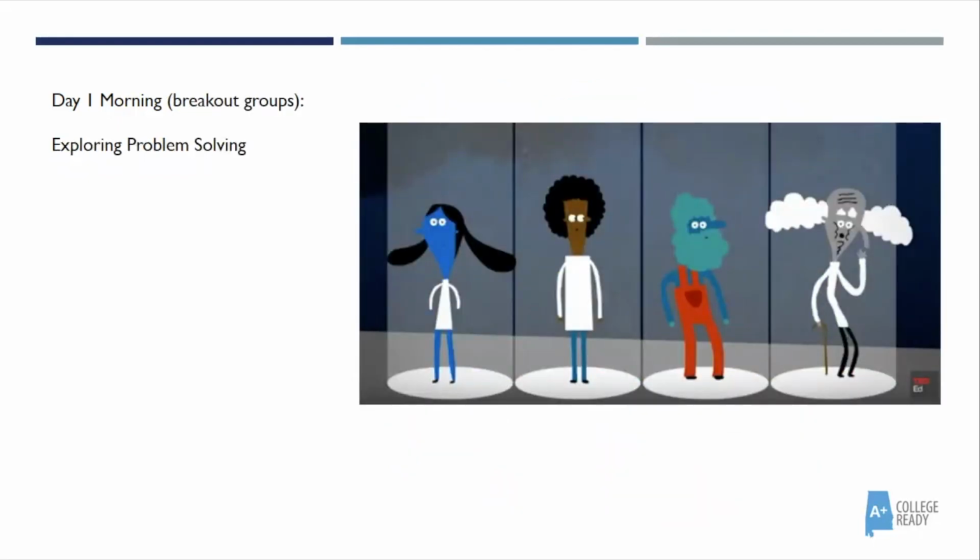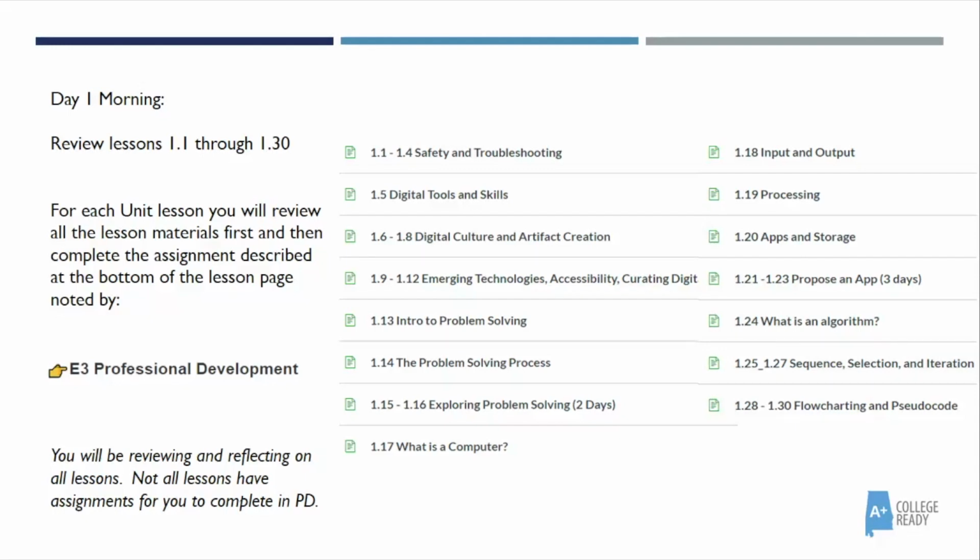After that meeting this morning, we're going to go into breakout sessions and you're going to explore some problem solving activities, techniques, watch a video. Also in your breakout groups, you're going to review lessons 1.1 to 1.30. Now, I know that sounds like a whole lot of lessons, but they're going to be short. So for each lesson, you will review all of the lesson materials first. So we want to make sure that you go through all of the lessons and understand, because this is what your students are going to be doing as well.